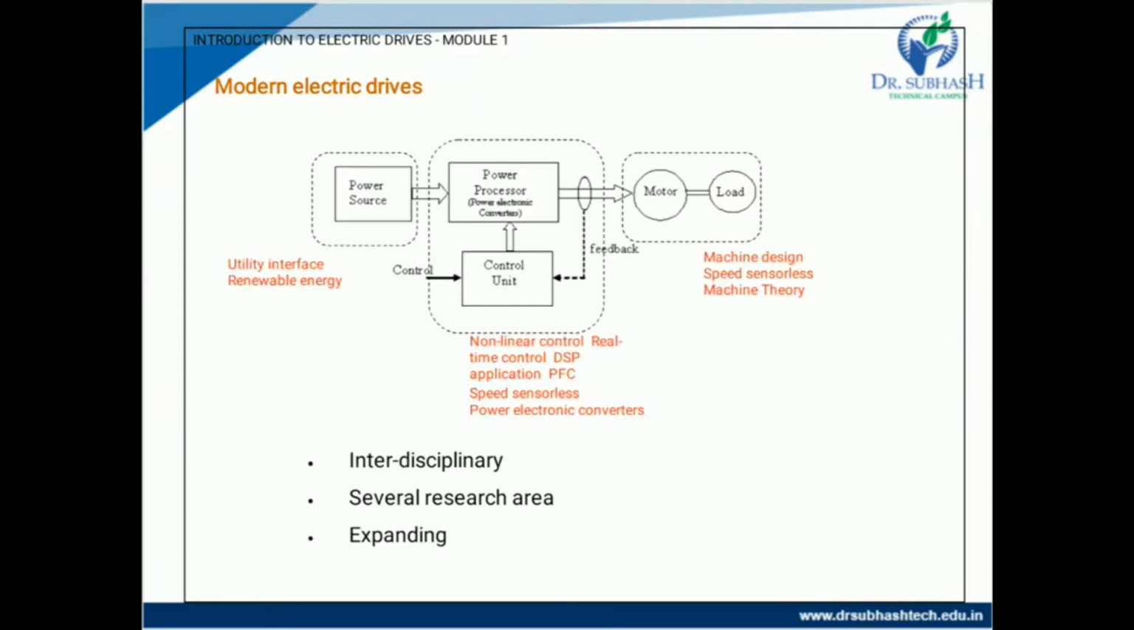The next topic is modern electrical drives. We will further discuss what modern electrical drives are and how they work. The power source, utility interface, and renewable energy are given to the power processor, or power electronics converter. Then the control unit handles feedback, with non-linear control, real-time control, and DSP, digital signal processing applications for power electronic circuits, speed sensors, and the power electronics converter. They are used for controlling and feedback. And finally, machine design, speed sensor, and machine theory are used for the three parts: power source, control unit and feedback, and the load.